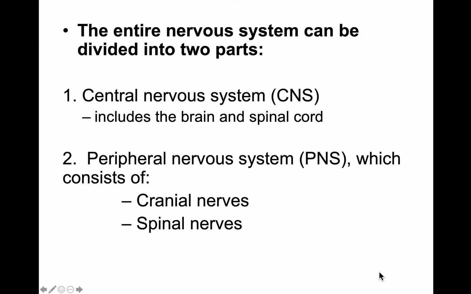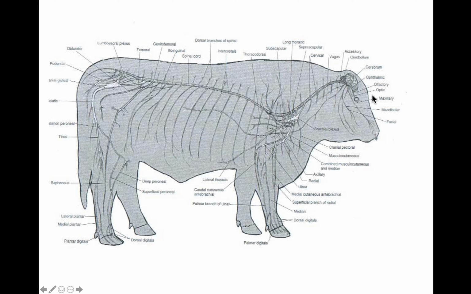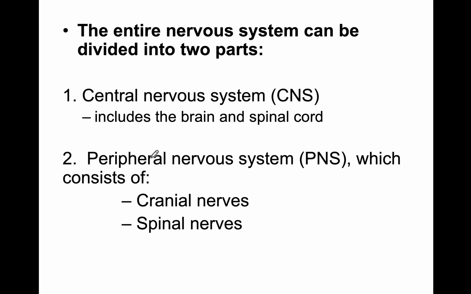So the nervous system can be divided into two parts. We have the central nervous system and we have the peripheral nervous system. The central nervous system includes the brain, and the brain has the cerebrum, the cerebellum, and the brainstem. Also, we have the spinal cord, which is found in the spinal cavity. And the other structure is the peripheral nervous system, and we have two types of peripheral nervous system. We have the cranial nerves and we have the spinal nerves.